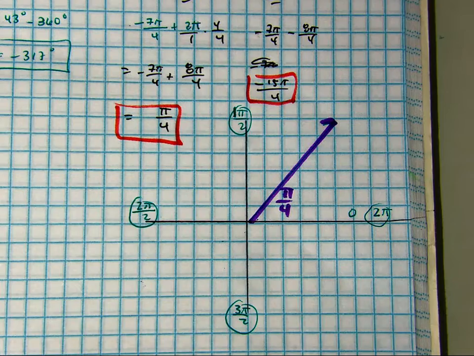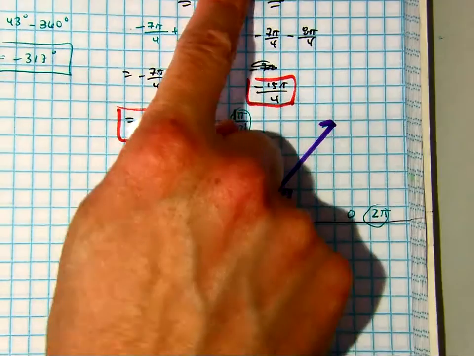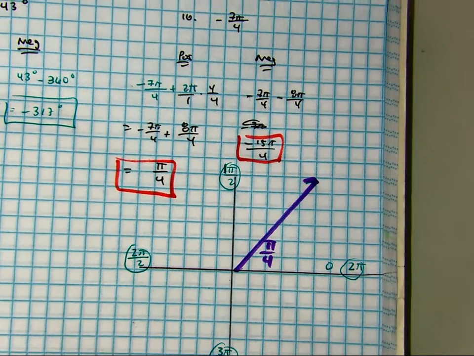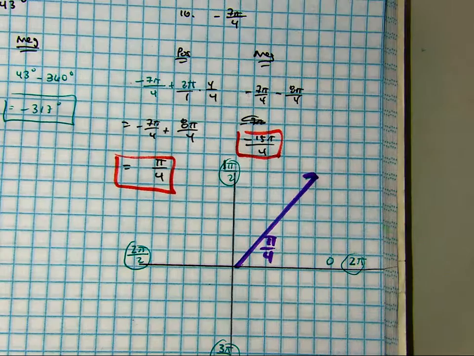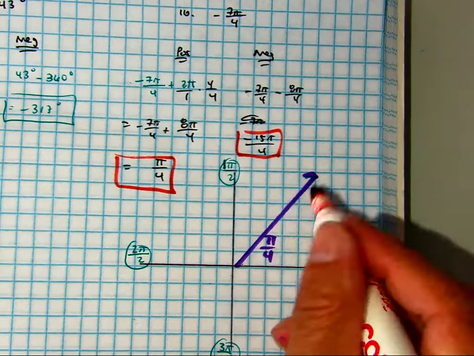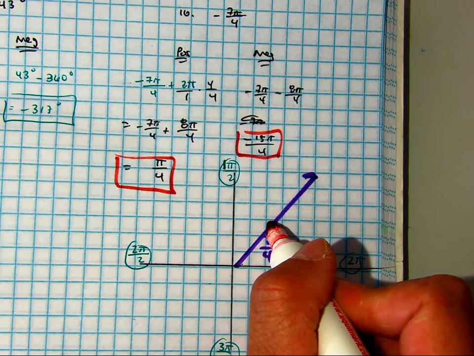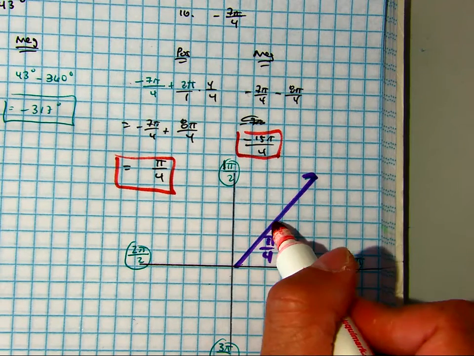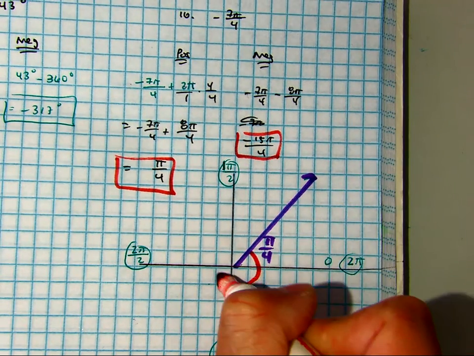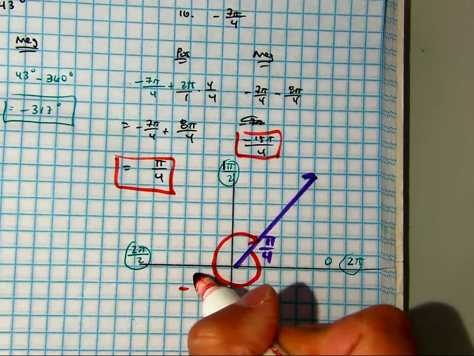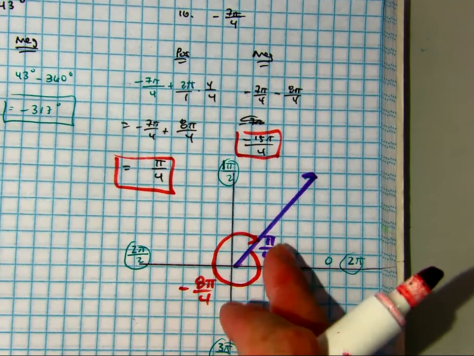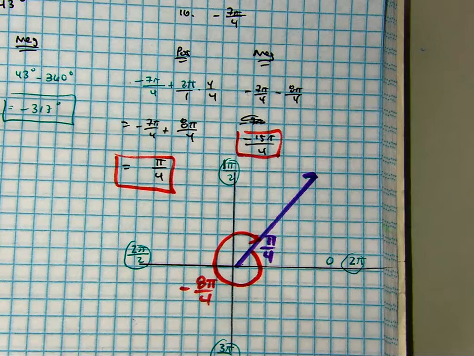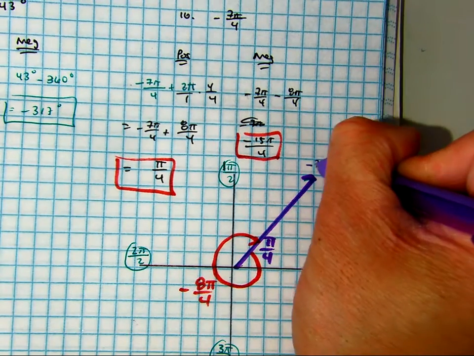Question. In some ways, it's working backwards. How do I get negative 7 pi over 4? What would you do? Positive or negative? Negative. Negative is in which direction? Which way? Clockwise. So if I go this way, and I subtract 8 pi over 4, negative 8 pi over 4 plus pi over 4 gives you negative 7 pi over 4.